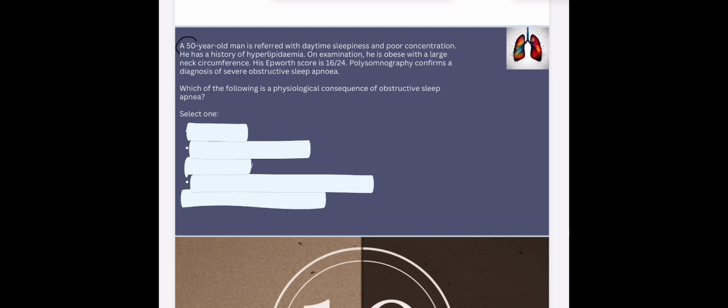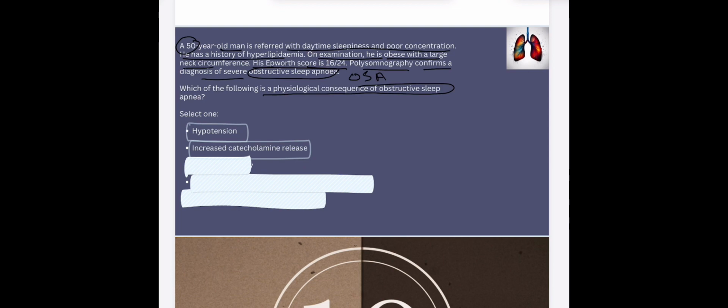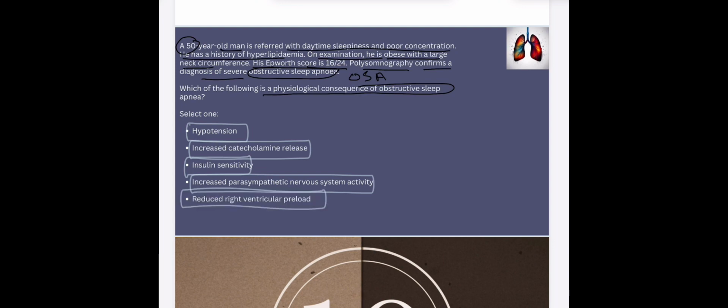Next question. A 50 years old man referred with daytime sleepiness and poor concentration. He has a history of hyperlipidemia. On examination, he is obese with a large neck circumference. His Epworth score is 16 out of 24. Polysomnography confirms the diagnosis of severe obstructive sleep apnea. Which of the following is a physiological consequence of OSA? Hypotension, increased catecholamine release, insulin sensitivity, increased parasympathetic nervous system activity, reduced right ventricular preload.